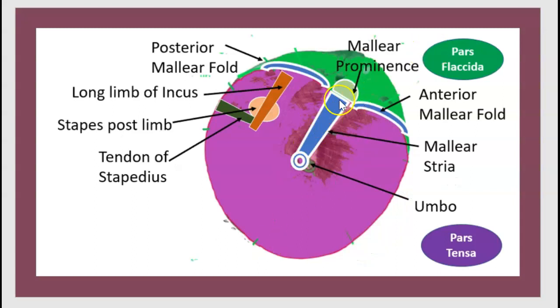Tympanic membrane, 2 parts: pars flaccida in green, and pars tensa in blue. The malleal stria and the umbo, the long limb of incus, the posterior stapes limb, and the tendon of stapedius. Anterior malleal fold, posterior malleal fold, and malleal prominence.